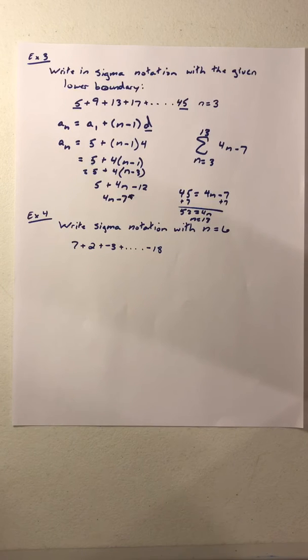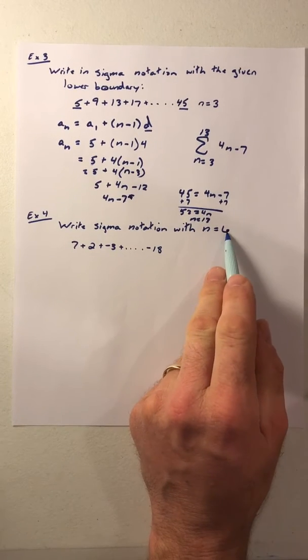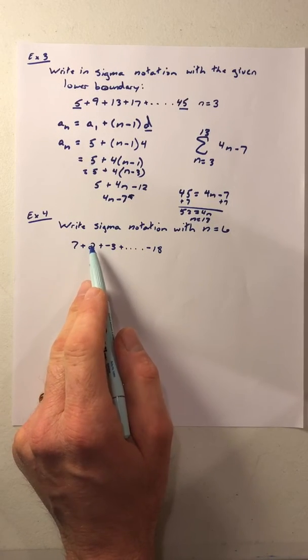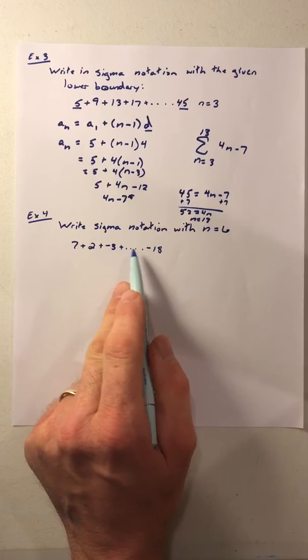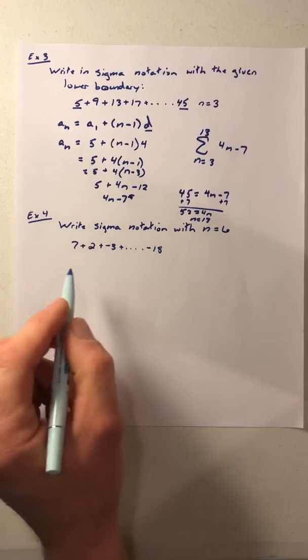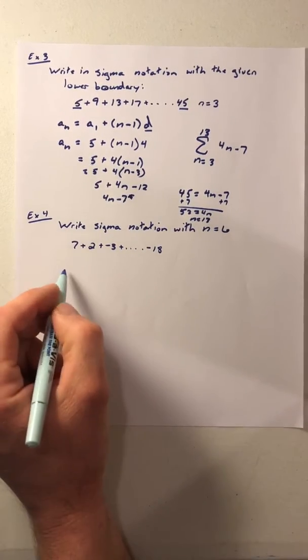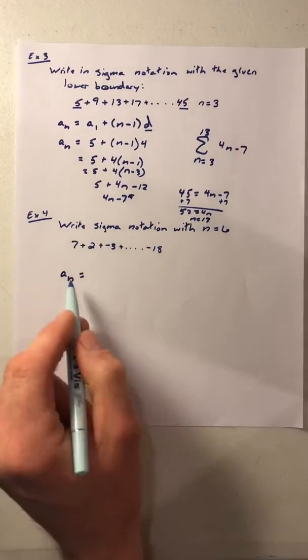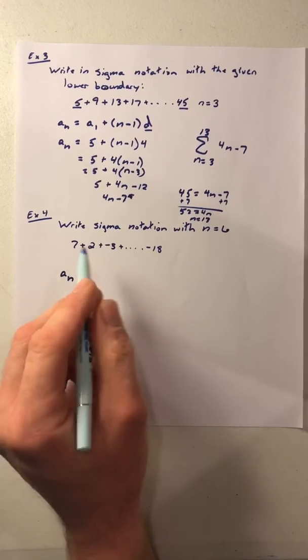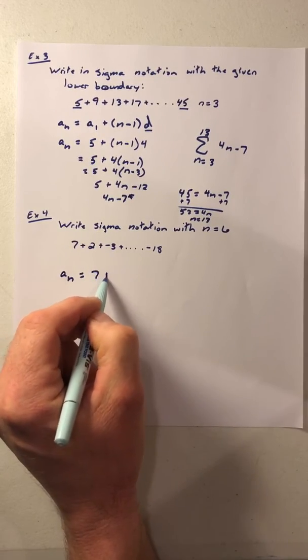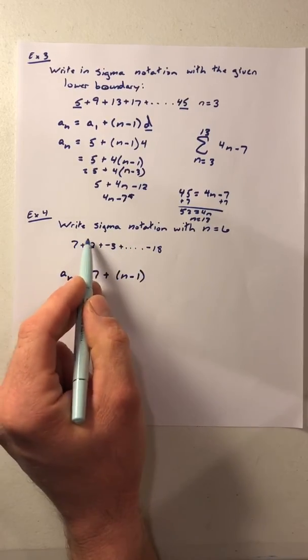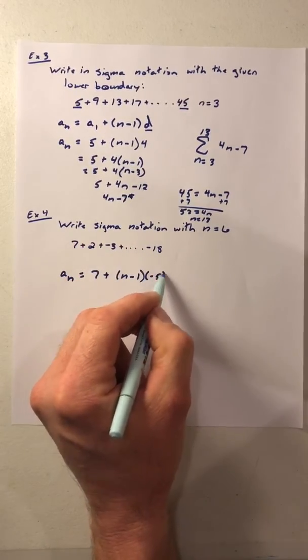And one last one, just to practice writing sigma notation. Here I'm going to give you n equals 6 and the series of 7 plus 2 plus a negative 3, and so on and so forth to negative 18. Again, I'm going to go ahead and start by setting up my general equation, a sub n equals my explicit equation, my first term, which is 7, plus n minus 1 times my common difference. My common difference in this case is negative 5.